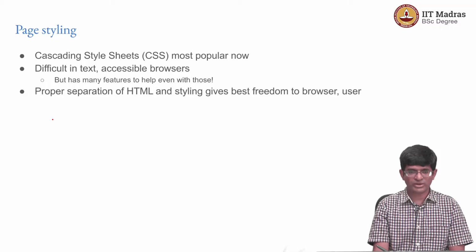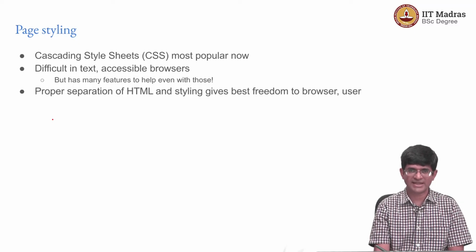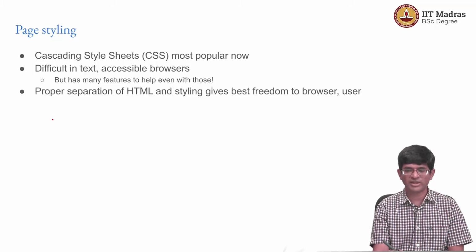Now, one of the things that browsers do is so-called page styling. Nowadays, of course, we just automatically assume that all kinds of page styling is done using CSS, cascading style sheets. Once again, CSS is difficult in accessible browsers, but the thing about CSS is that it actually can even help with that. So even though you can misuse CSS in some ways and try to use different font colors and font sizes and so on, the fact that you have done a proper separation of the HTML and styling means that as long as you use CSS and HTML properly, you are actually able to give the best combination of freedom to the browser as well as to the user.